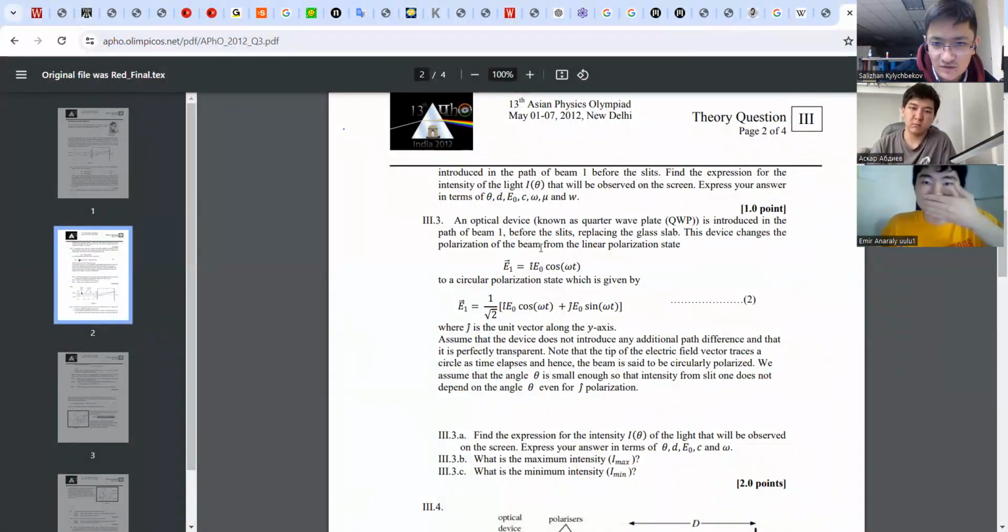This device changed the polarization of the beam from linear polarization to what? Circular.